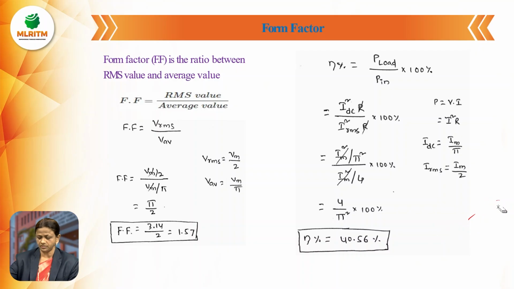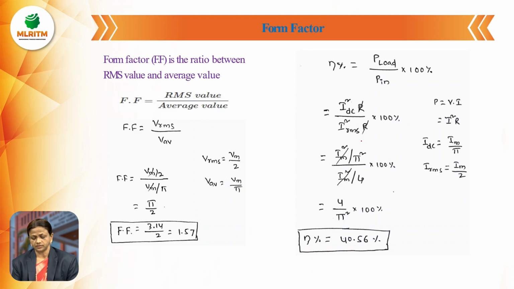So PAC equals Vrms multiplied with IRMS. Again, Vrms equals IRMS multiplied with R. So PAC equals IRMS square multiplied with R. The R's get cancelled. Again, substitute the IDC value and IRMS value.